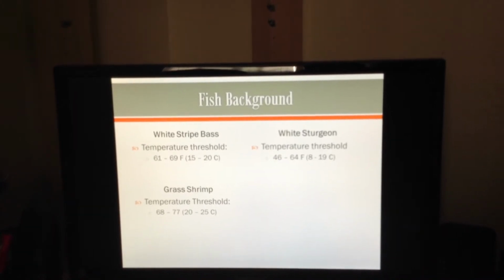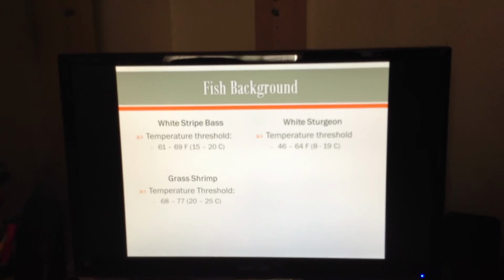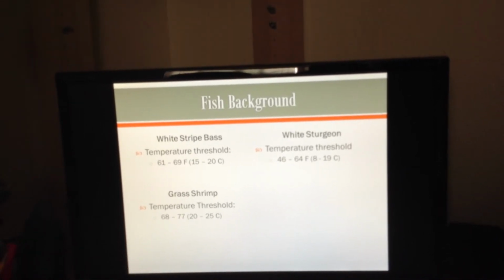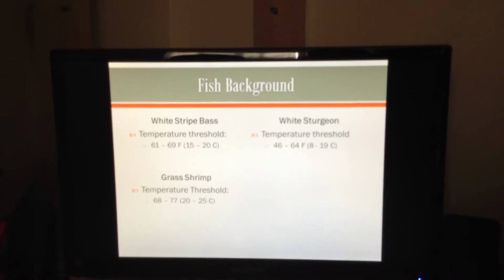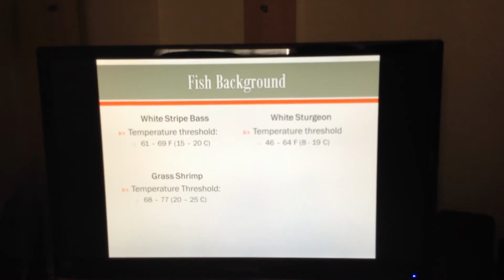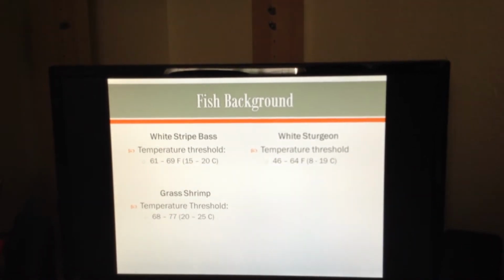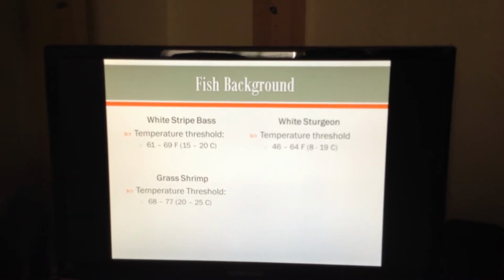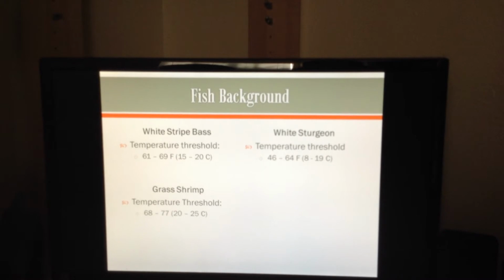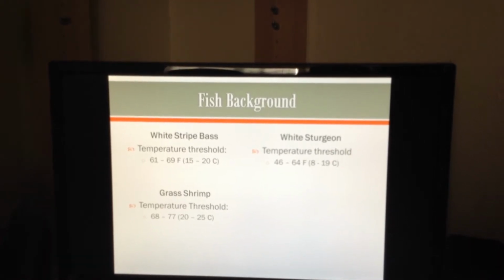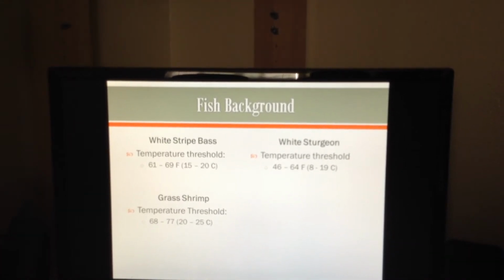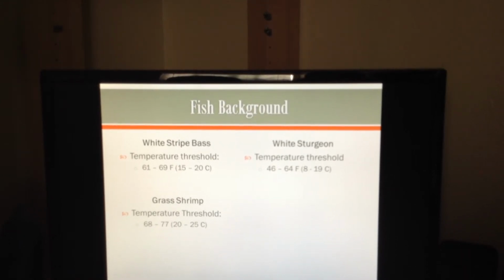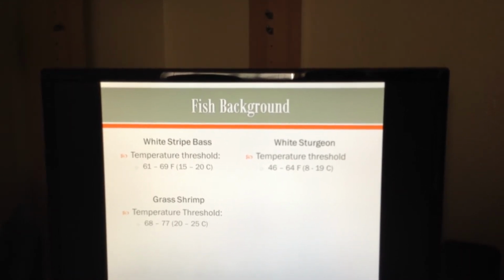So just a little bit of background about the fish. I'll be looking at striped bass, sturgeons, and some baits such as grass shrimp. And these have temperature thresholds where the temperature could actually affect the fish. For example, the temperature threshold for white striped bass is from 61 to 69 Fahrenheit, for a white sturgeon, 46 to 64 Fahrenheit, and grass shrimp is 68 to 77 Fahrenheit.